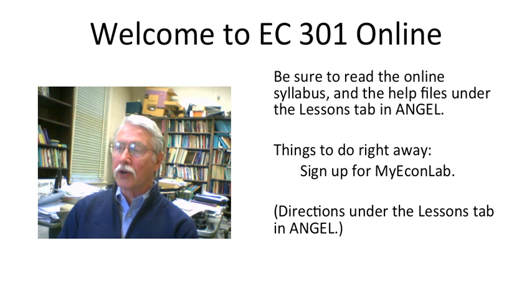One of the things you want to be sure to do is read the online syllabus in the course that can be found in Angel when you go to the course. The course is going to be available for you to look at about a week before it actually starts, so you can get a running start on signing up for things like MyEconLab. All the directions for doing these things are found under the Lessons tab in Angel.